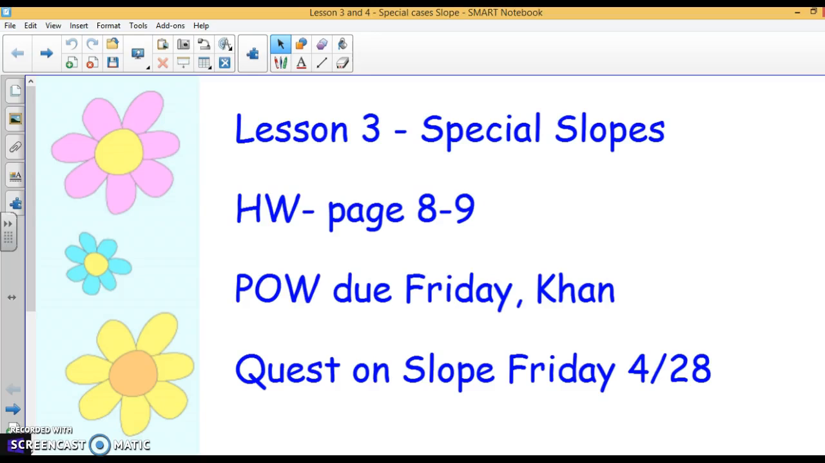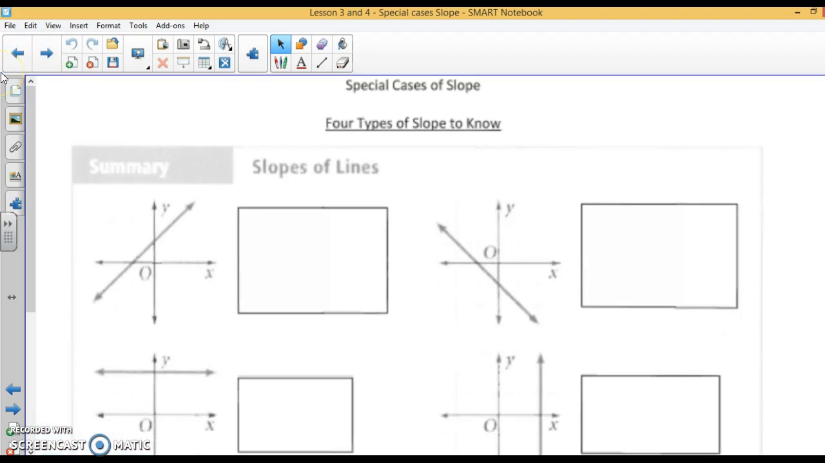This is the linear unit part 1, lesson 3, special slopes. Homework that goes along with this is page 8 and 9. We have already written down all of these notes on that sheet of paper that you guys are keeping. Now we're going to put some of the stuff in the red note packet. You should be on page 6.